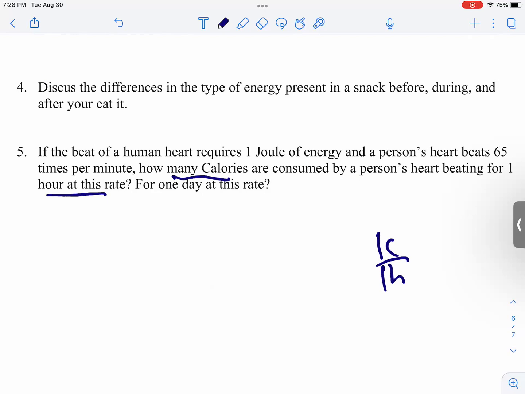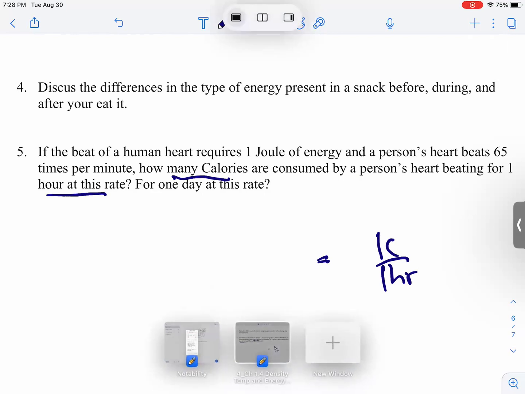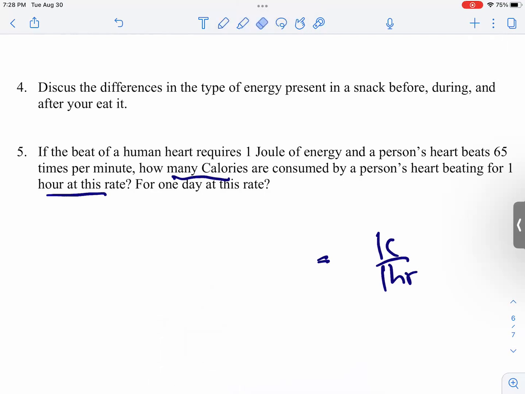So you want calories per hour, all right? You know you can write out what you have. 65 heartbeats, 65 beats, all right? You're working with minutes, per minute.